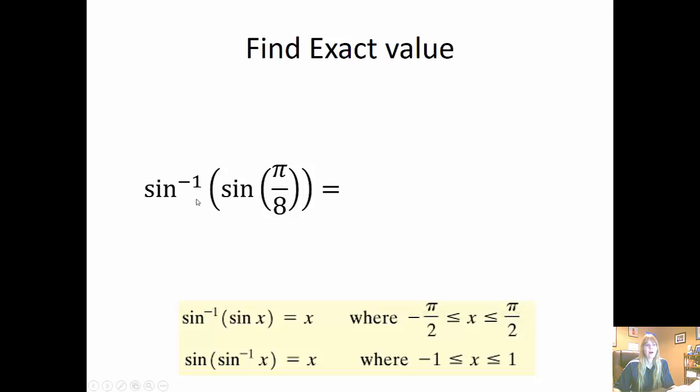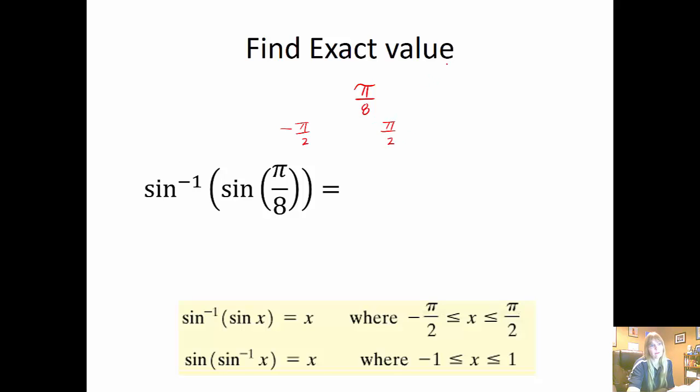All right, so if I want to find the sine inverse of sine of pi over 8, the first thing I have to do is figure out, is pi over 8 in this interval? That's what you've got to ask yourself. Well, how do I know where pi over 8 is? If I have pi over 8, I'm looking to see, is it in this interval?